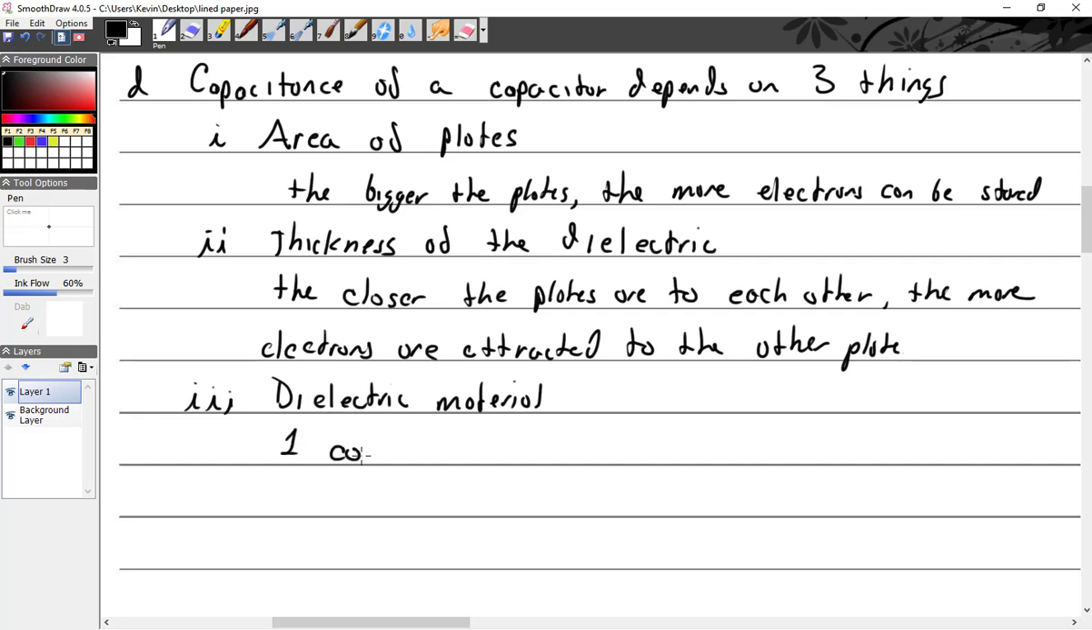So common materials: air, glass, ceramic. There's paper right there. I have a bunch of notes here, just trying to figure out how far I want to go with this. Air is the standard medium with the dielectric constant of 1. Not important. Dielectric strength is the ability of the dielectric to resist breakdown.